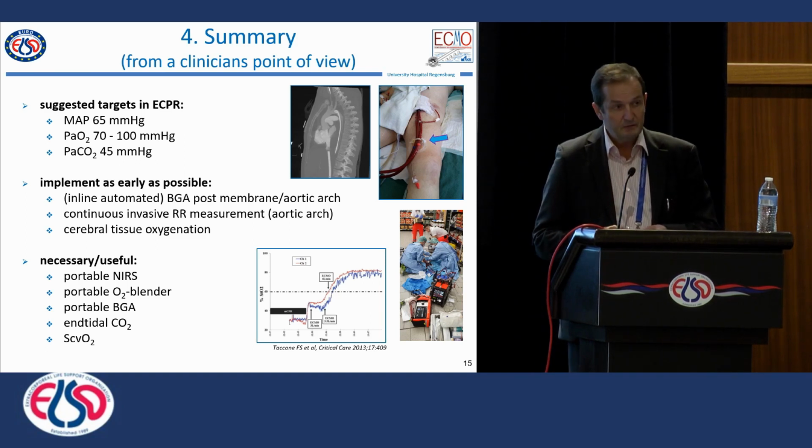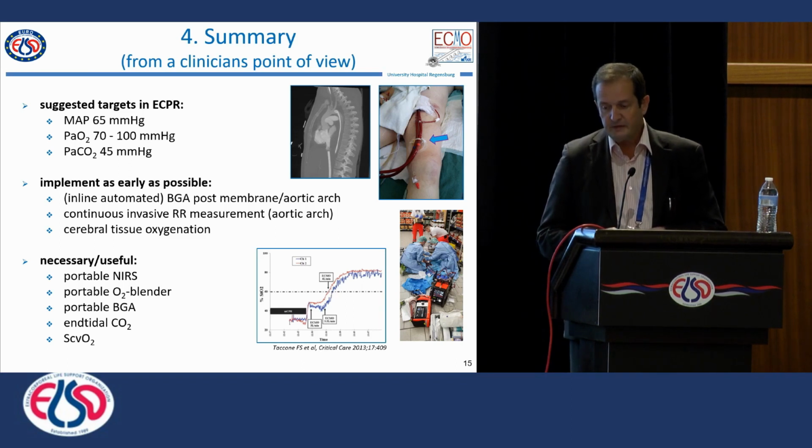So I think necessary or useful is a portable NIRS, a portable O2 blender, which you have to use when you do out-of-hospital resuscitation. Portable blood gas analysis and tidal CO2 might be helpful, and the central venous saturation.